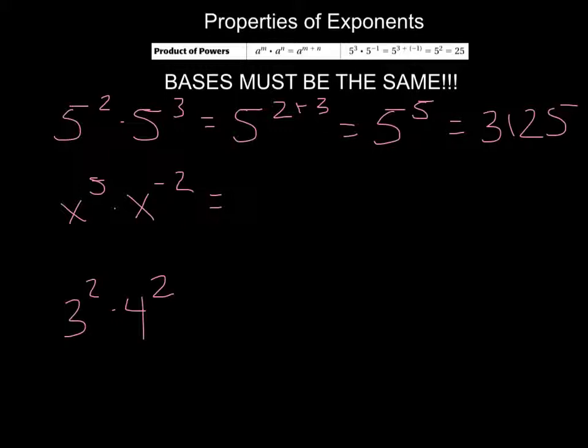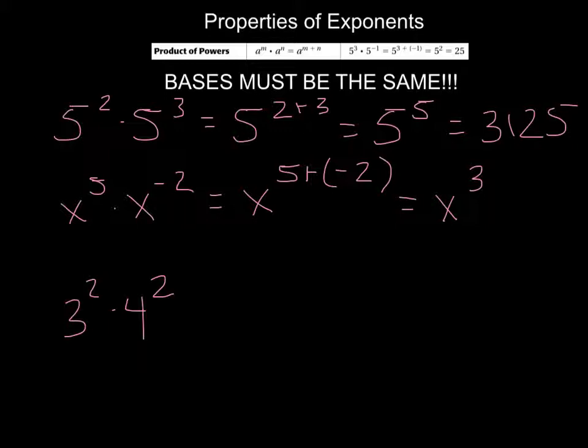Next one, we have x to the fifth power times x to the negative second power. Now, because our bases are the same, we both have x's. We have x to the fifth plus negative 2. Now, remember, if we have a negative number here, we're going to add that negative number. It's always plus for using product of powers. So 5 plus negative 2 is the same as 5 minus 2, which gives us x to the third power. And that's our final answer. We can't actually evaluate what that is.